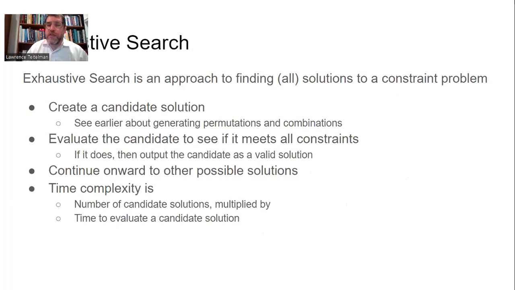Okay, so now we get to applying this back to algorithms. Okay, so what is exhaustive search? Exhaustive search means to try all possibilities, and it's a process. So we create a candidate solution. Okay, what do we mean by a candidate solution? So for example, we're doing the traveling salesman problem. Actually, that's not a good example.